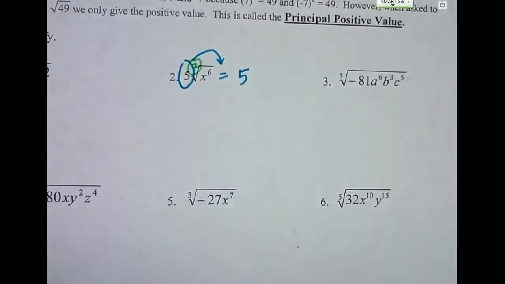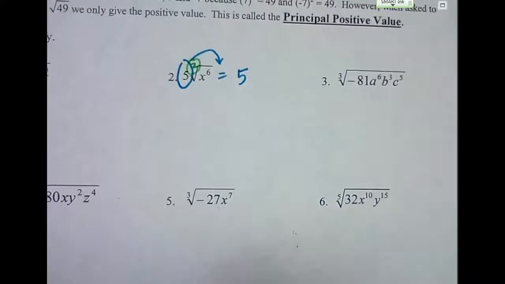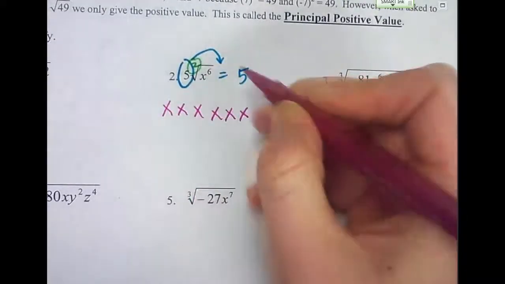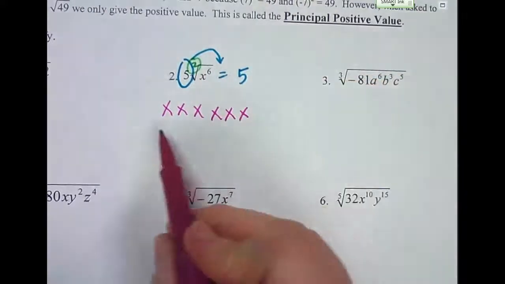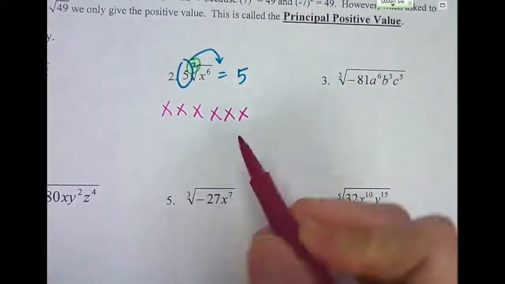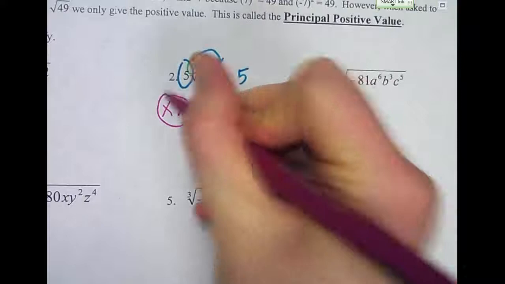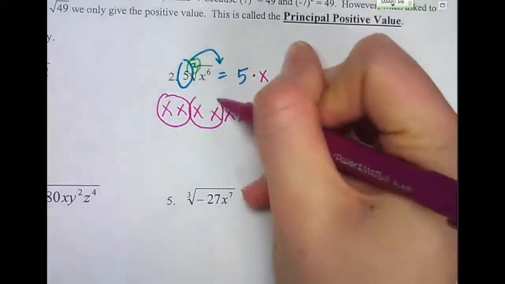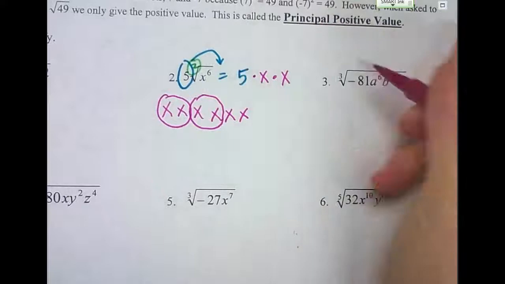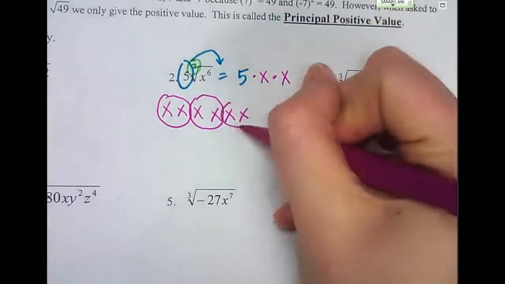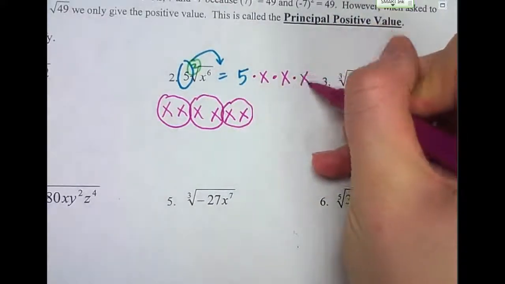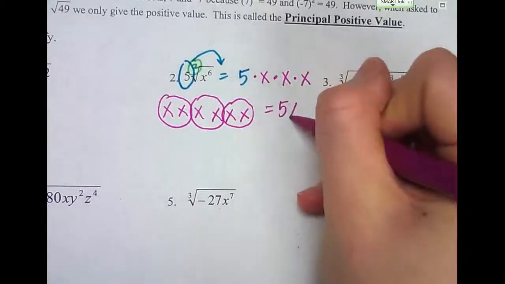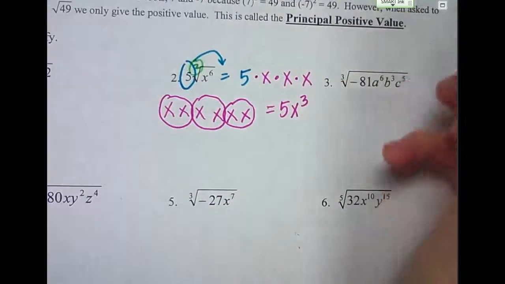So I'm still looking for groups of 2. When you have your x's or your y's or your a's or whatever variable you have, you could do this and write them all out. So x to the 6 means I have 6 x's, and I want to circle the pairs. Here's a pair of 2. That means I can bring an x out. Here's another pair of 2. That means I can bring the x out. And here's another pair of 2's. I can bring the x out. Notice there's no x's left, so my final answer would be 5x to the 3rd because I had 3 x's.